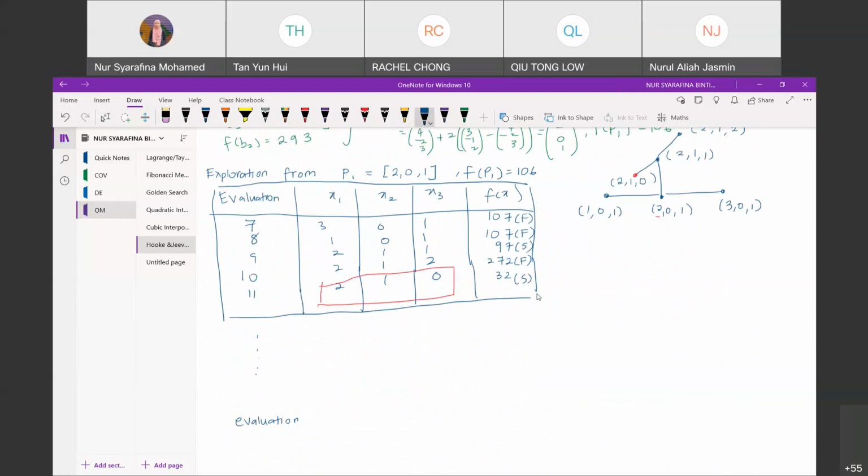Until the last evaluation, we have evaluation 55. In this evaluation, all fail, but the step length H is reduced.